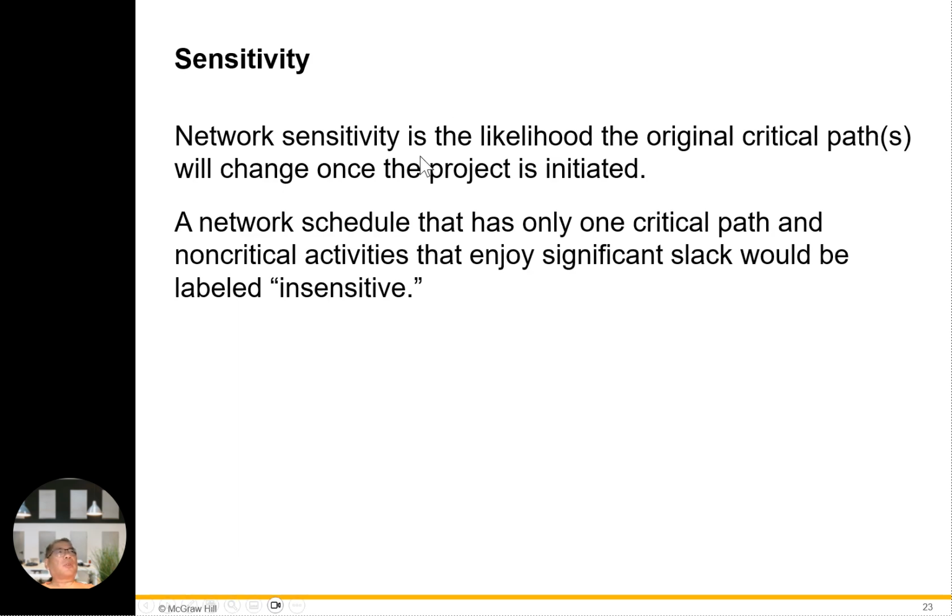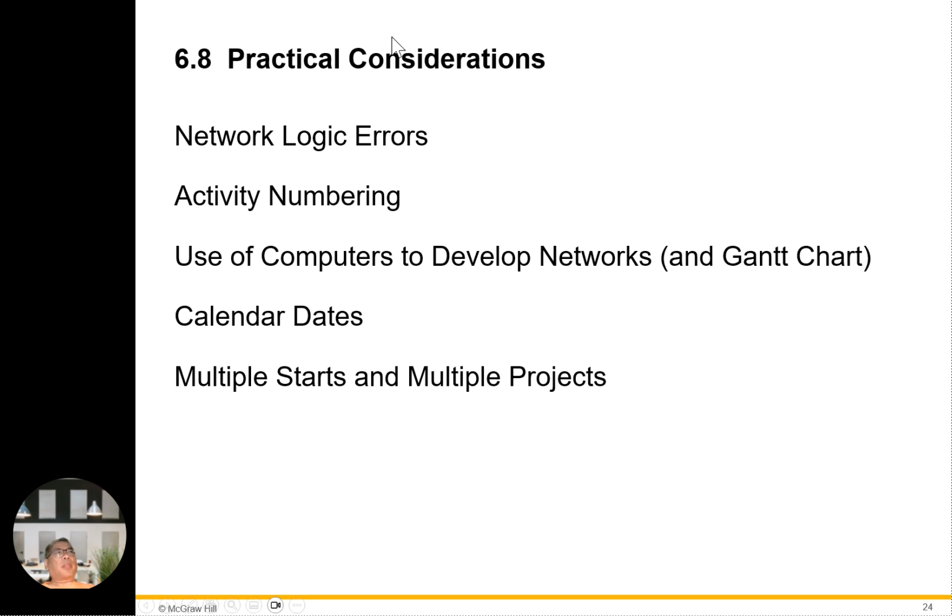Sensitivity. Network sensitivity is the likelihood the critical path will change once the project is initiated. A network schedule that has only one critical path and non-critical activities with large slack should be labeled insensitive. Okay. And then practical considerations: network logic errors, activity numbering, use of computer-developed networks such as Gantt charts, calendar dates, and multi-start and multiple projects.